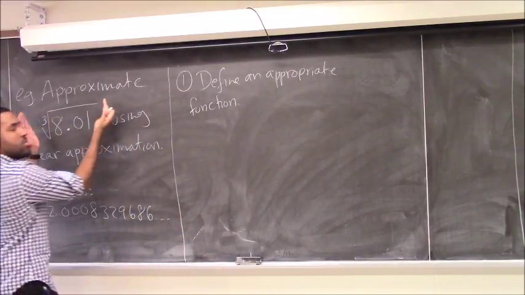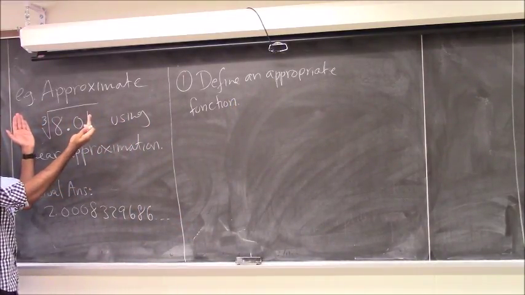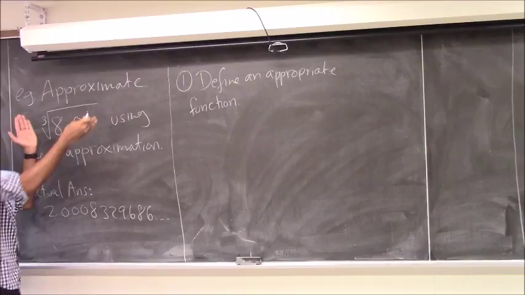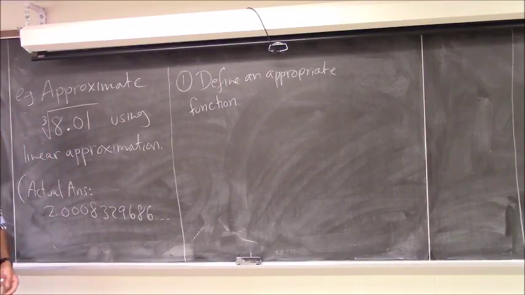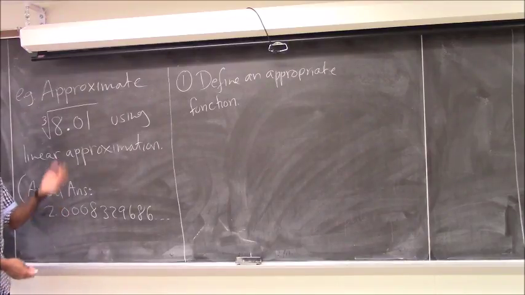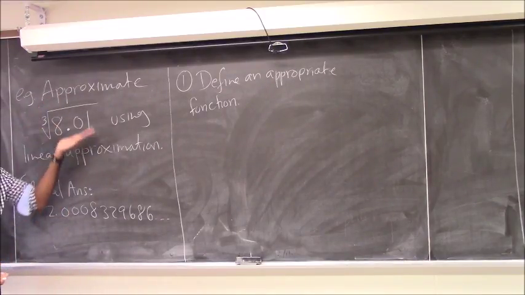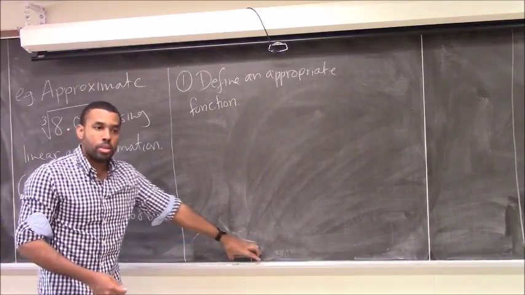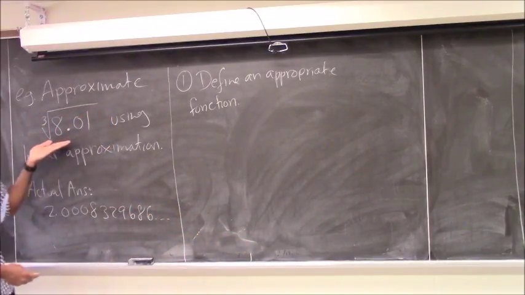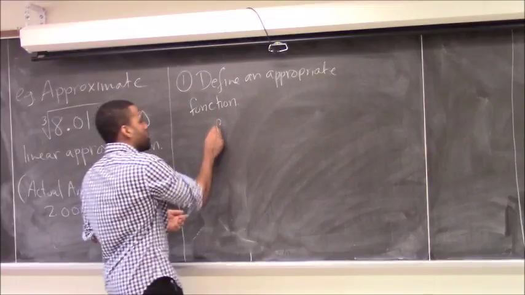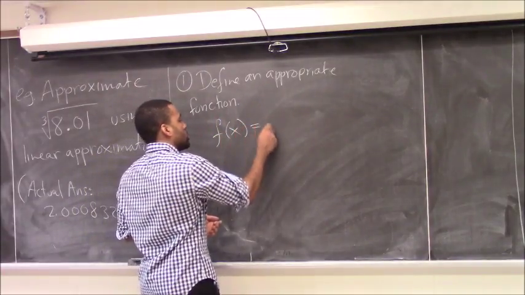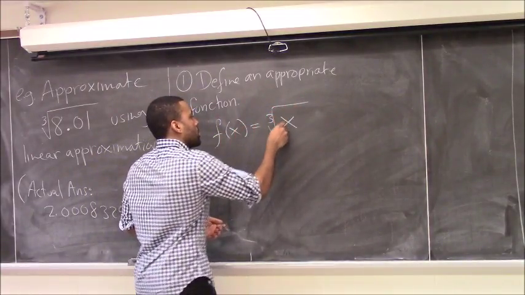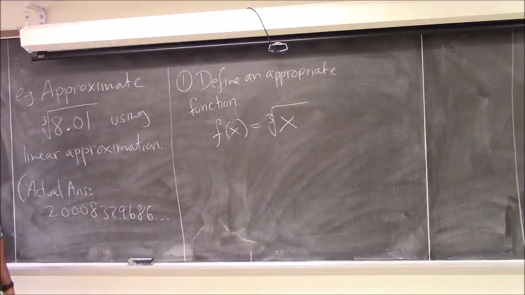Really, the kind of expression I give you is going to be a real clue. So if I ask you to approximate the cube root of something, the cube root of x would be a nice thing. If I ask you to approximate the ln of something, ln of x would be a nice thing, and so on. You can use how the number looks as a clue as to what the best function would be. In this case, I want to approximate a cube root, so probably the cube root function is going to be the best function to use here. So I'm going to take that to be my function.